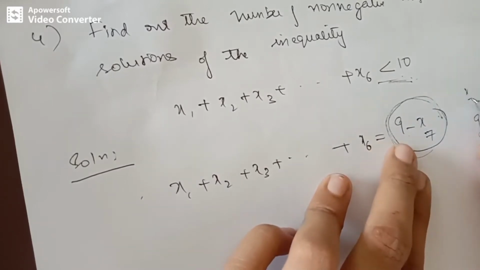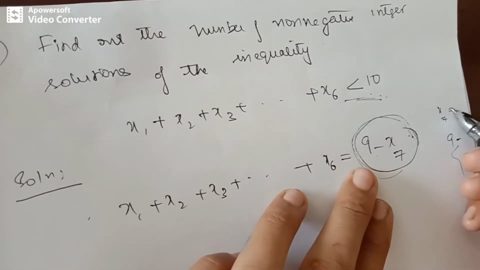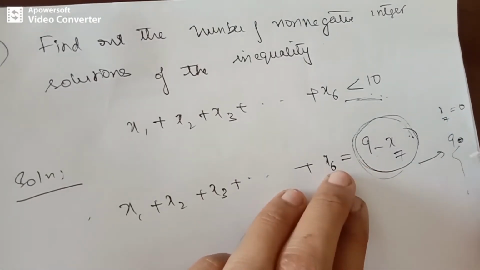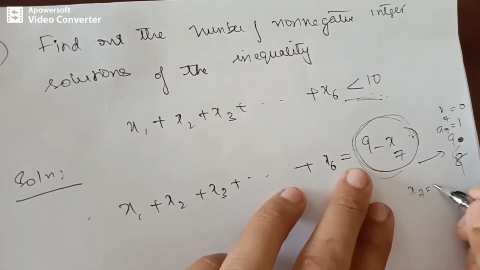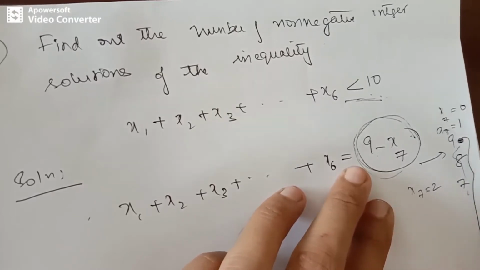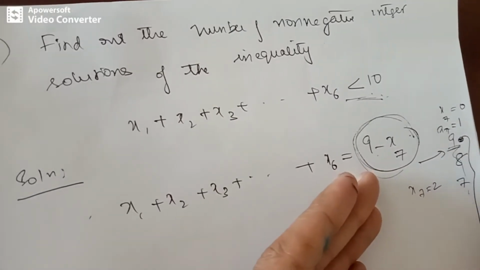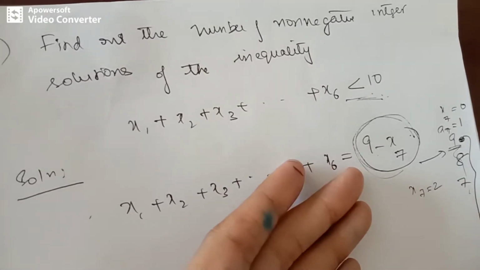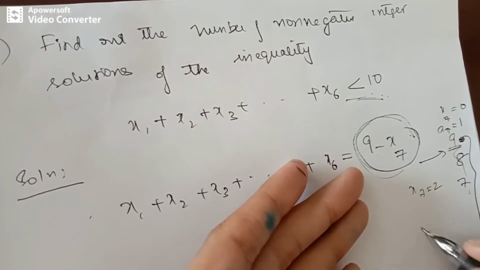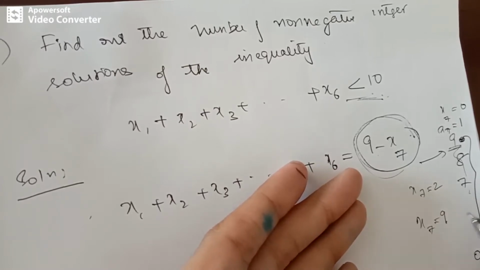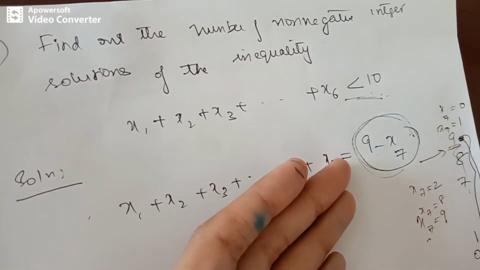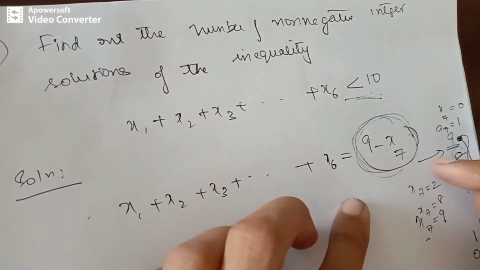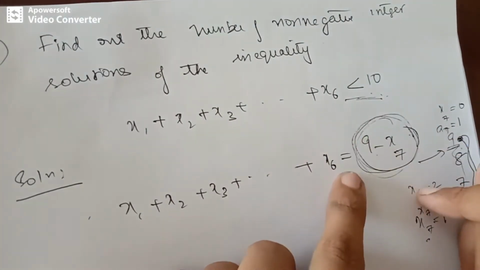So if I have x7 is 0, I'll be getting here 9, right? If I have x7 is 1, I'll be getting 8. If I have x7 is 2, I'll be getting 7. So all the range of numbers from 9, that is if I substitute x7 is 9, I'll be getting 0. If I substitute x7 is 8, I'll be getting 1. So from 0 to 9, I'll be getting the values if I write it like this. So this can be written like this, right?